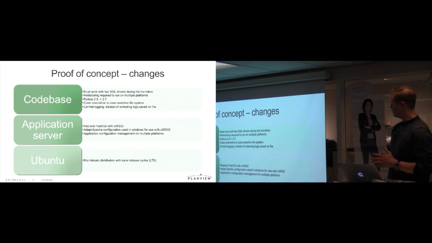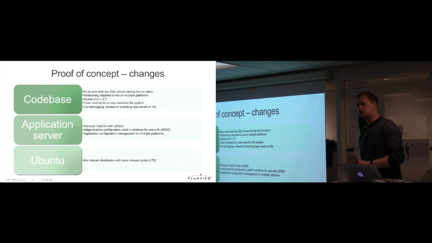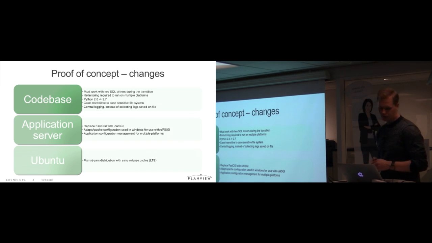We picked uWSGI as the new application server, which is a quite well-known application server for Python and other languages. Actually, it works with Ruby and a lot of other types as well. So we picked that one, and we actually had to go through all the legacy configuration in Apache with FastCGI and port it over to a format for uWSGI. That was interesting. A lot of issues there to begin with, but we managed to solve them all. One good thing was that we actually used Apache on Windows, so the transition to Apache on Linux was quite small, so that was a positive thing.